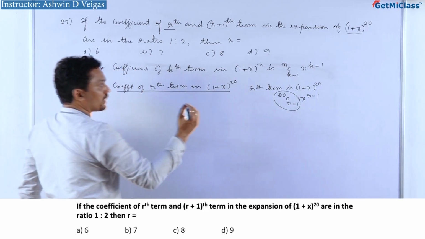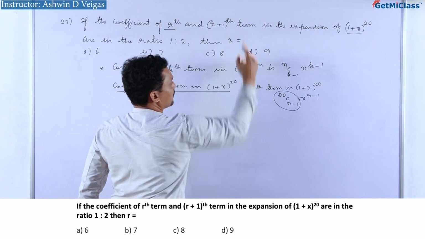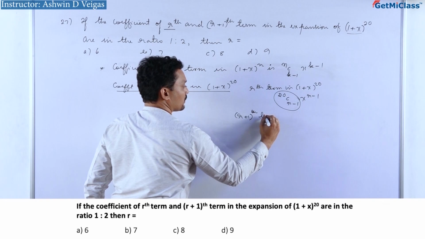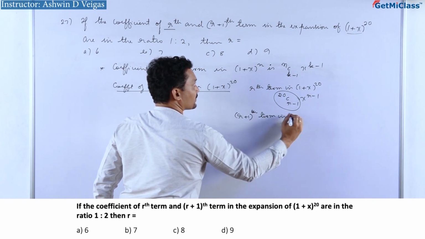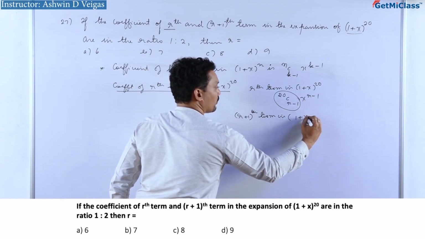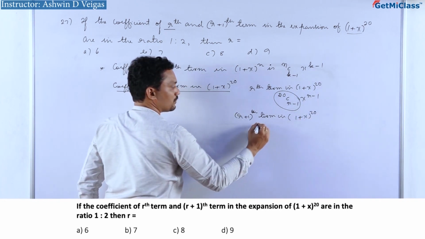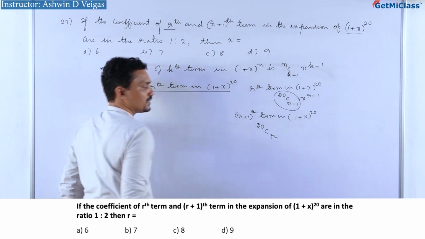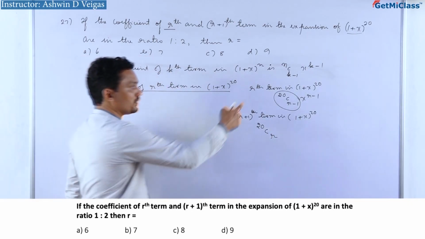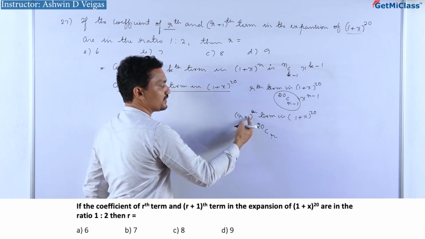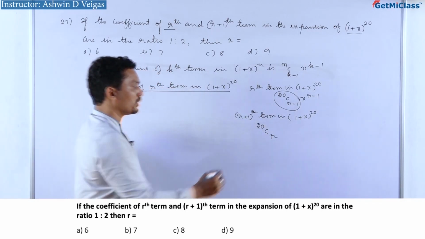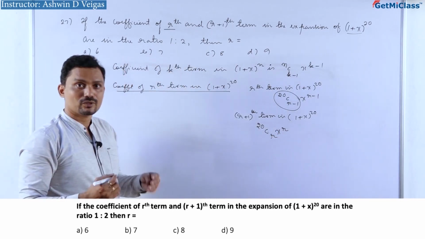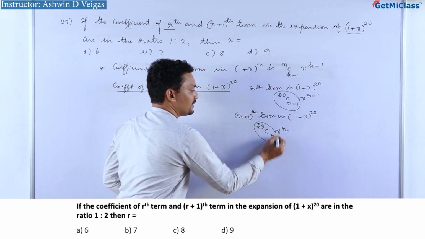Similarly, if you talk about the r plus 1th term in the expansion of (1 plus x) power 20, then since it is r plus 1, here it will be 1 less. If it is r, it will be r minus 1; if it is r plus 1, it will be r. So it will be 20Cr x power r. Therefore, the coefficient will be 20Cr.